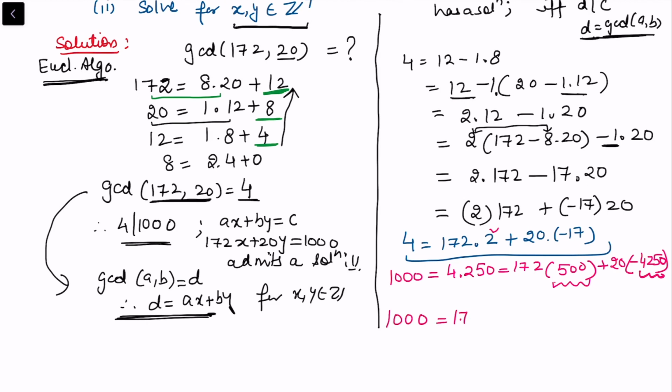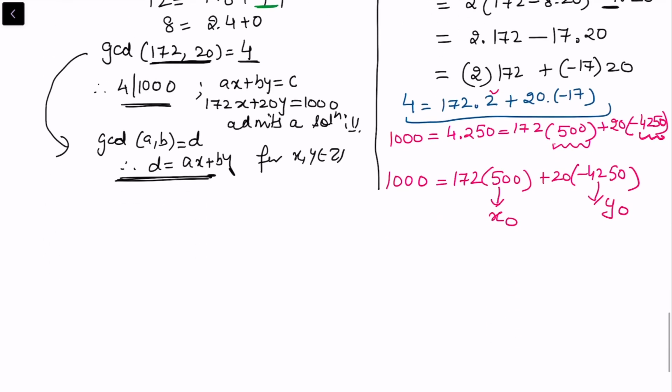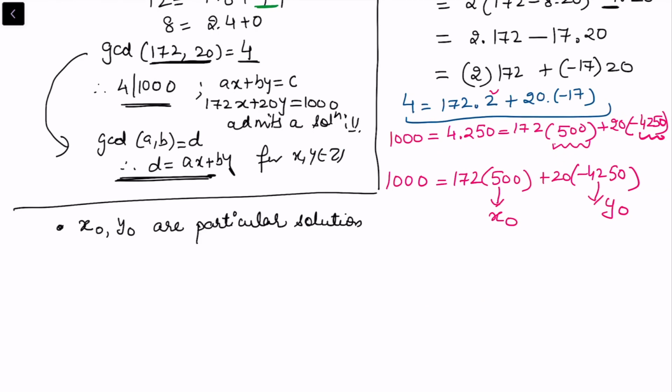So we got 1000 equal to 172 into 500 plus 20 into minus 4250. As a solution of the linear Diophantine equation, this will act as x naught and this will act as the y naught. Now this is the first solution. Let's find out all the other solutions. So x naught and y naught are the particular solution.